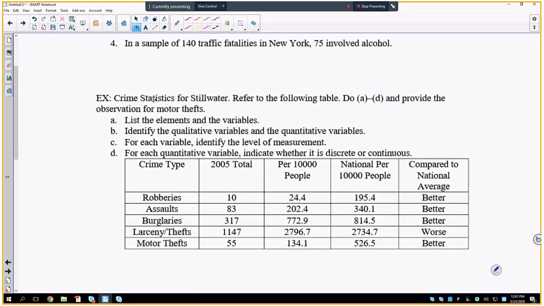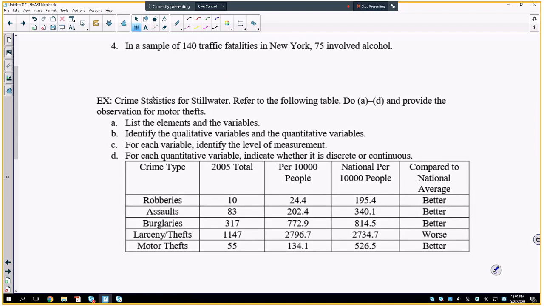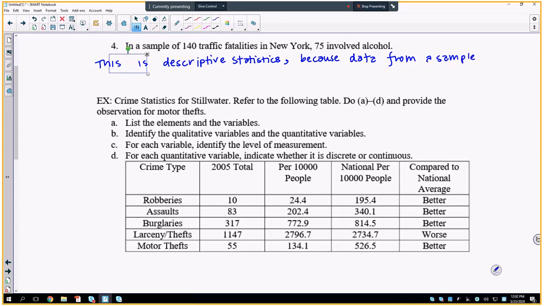One more example. In a sample of 140 traffic fatalities in New York, 75 involved alcohol. So this is like number 1. This is descriptive statistics, because we just collected measurements from a sample, and then we talked about the implications for the sample. Data from a sample is used to describe only the sample.